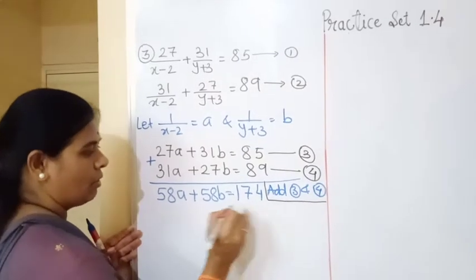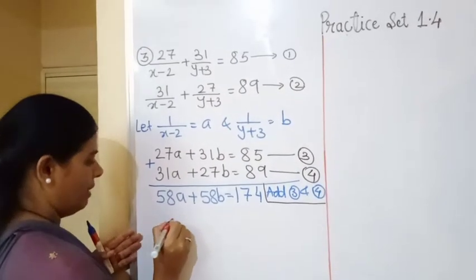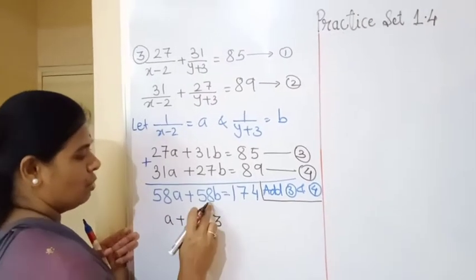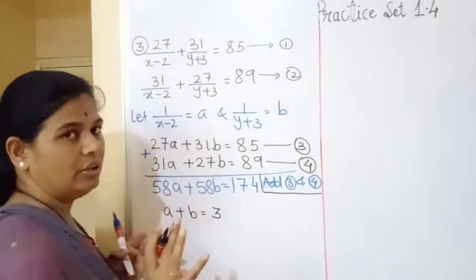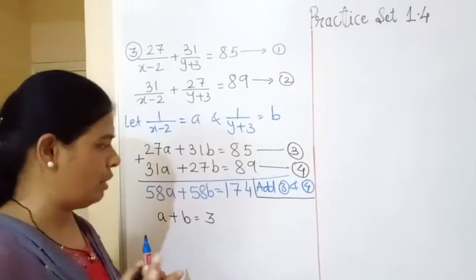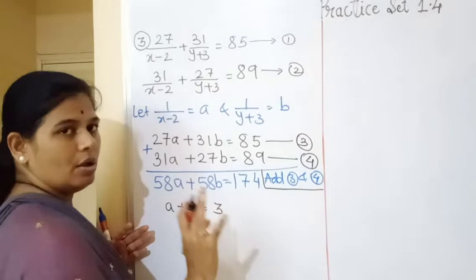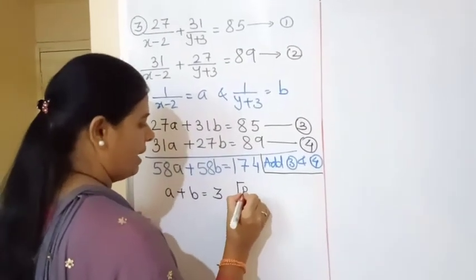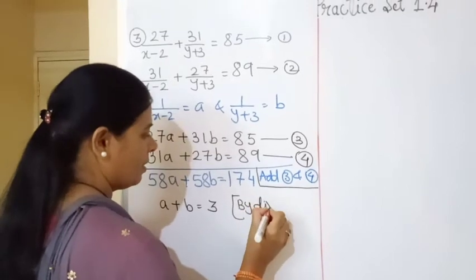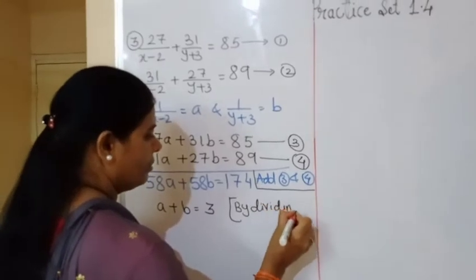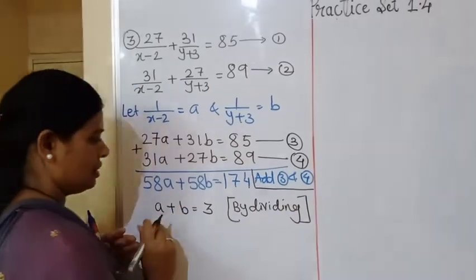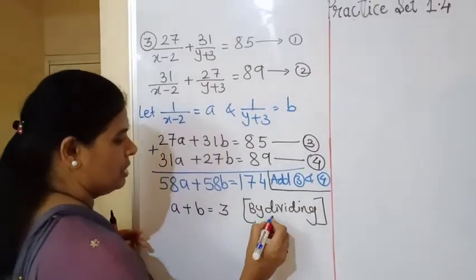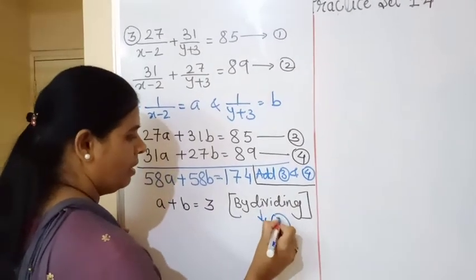So divide the whole equation by 58. By dividing, what do we get? After dividing, a plus b equal to 3. So 58 3s, because 8 3s are 24, so 58 3s will be 174. So by dividing, we get the new equation, that is a plus b equal to 3, and we will give a new number to this equation, that is equation number 5.